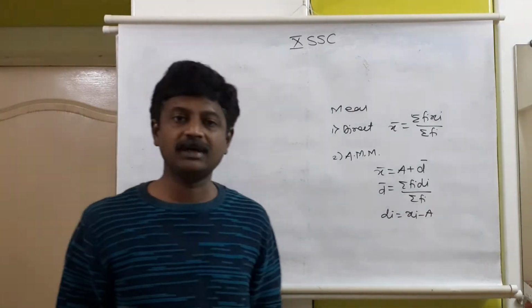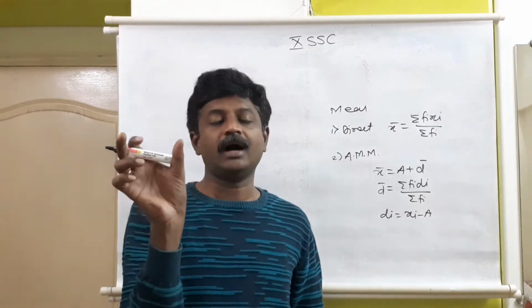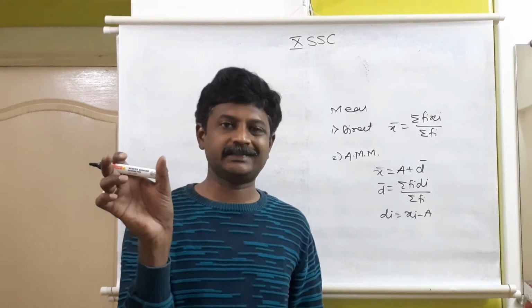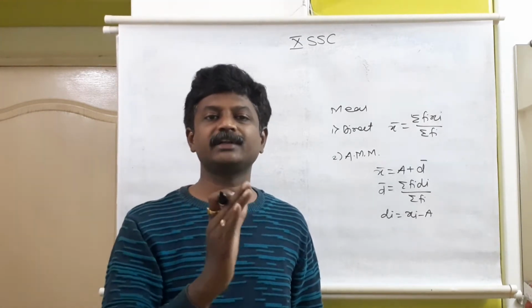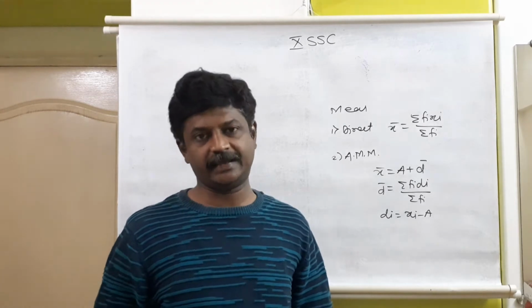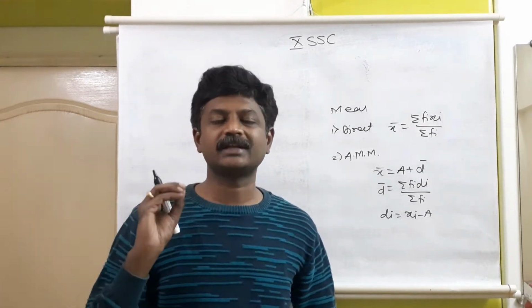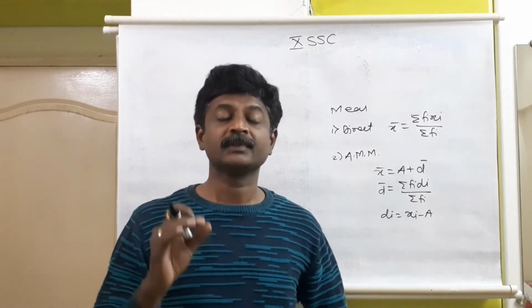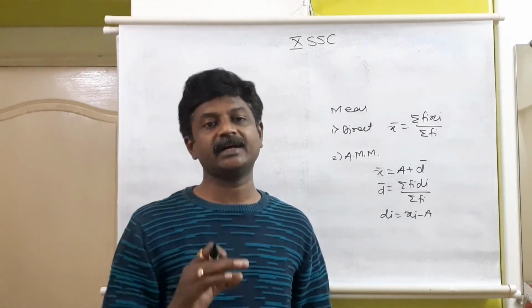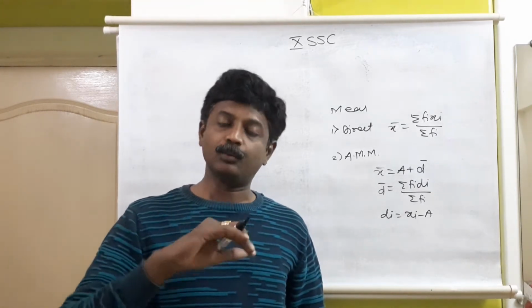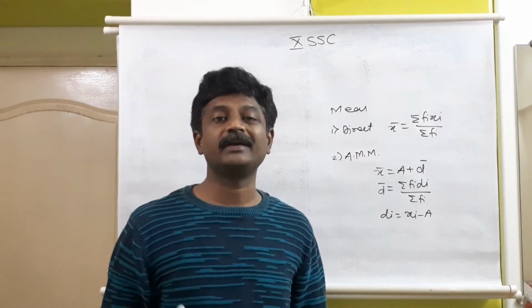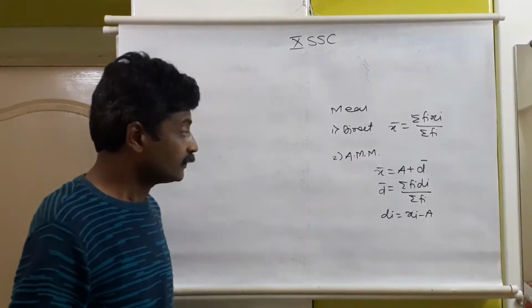Xi is the class mark. After getting the classes, we add both the limits for a particular class and divide by 2 to get the class mark, that is xi. The first xi we will consider as capital A, the assume mean. That won't be the correct answer, but with the help of that, we are going to find the correct one.